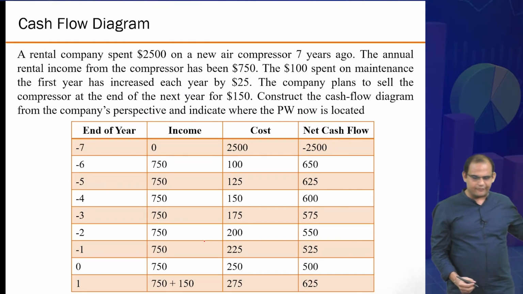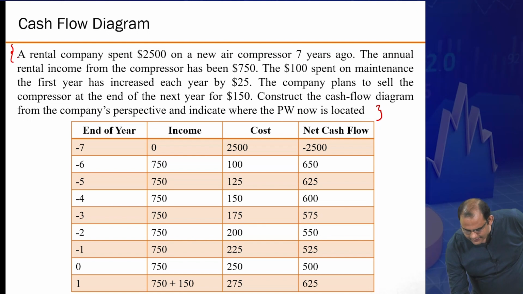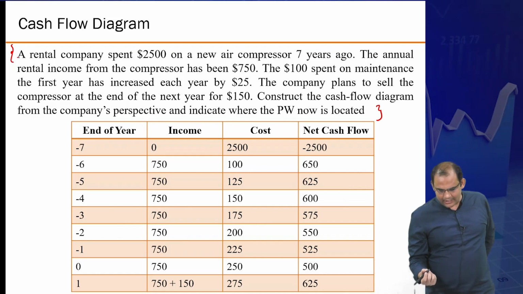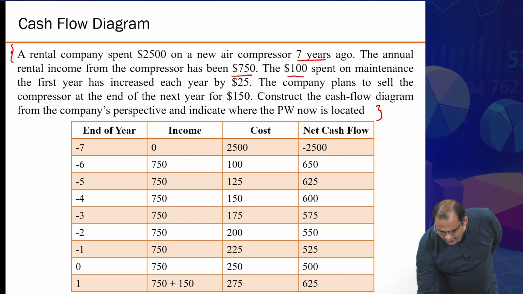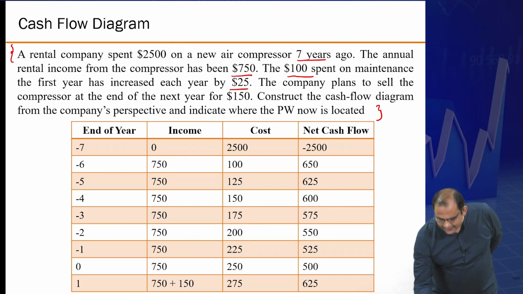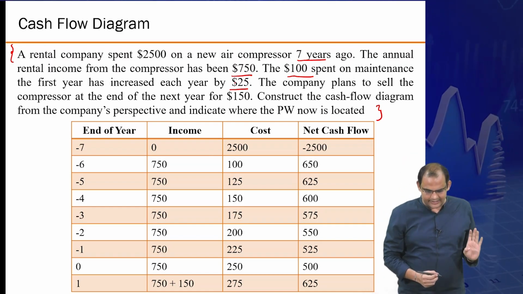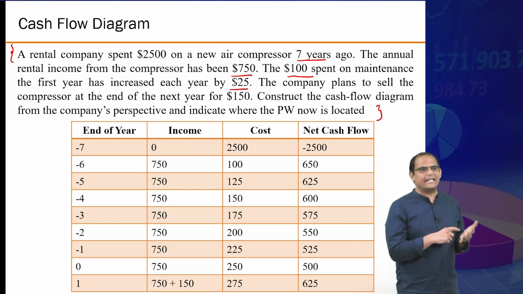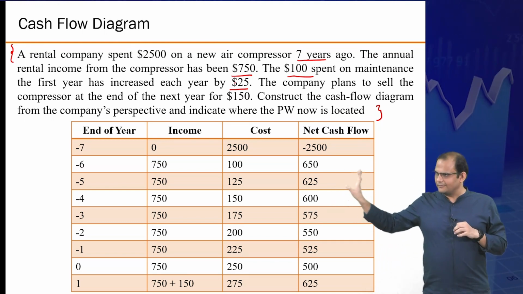Alright, so let's plot a cash flow diagram. This is what you will typically get in the questions. A rental company spent $2,500 on a new air compressor 7 years ago. The annual rental income from the compressor has been $750. The $100 spent on maintenance for the first year has increased each year by $25. The company plans to sell the compressor at the end of the next year for $150. Construct the cash flow diagram from the company's perspective and indicate where the present worth is located. Read it again.